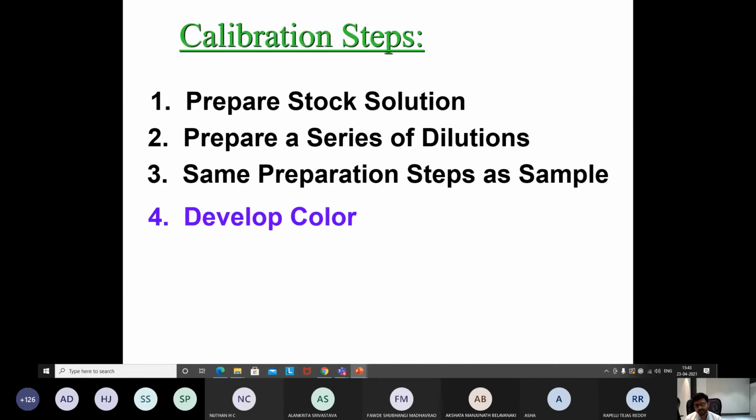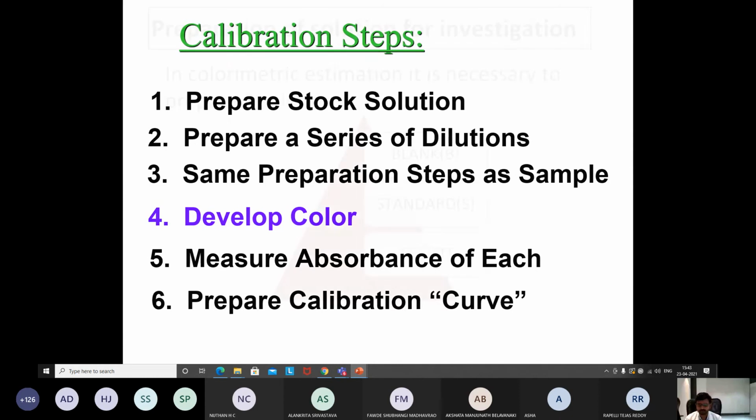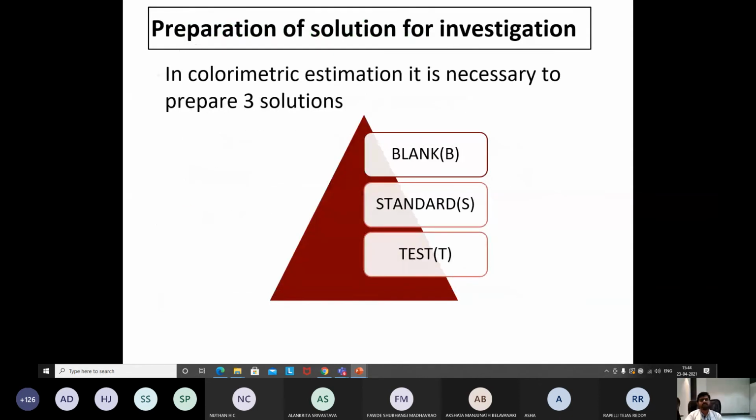I'm explaining why these factors are important to use the colorimeter. Even if your colorimeter is working fine, if you are not able to calibrate it properly, then you may not get reproducible results. Whatever chemical reaction is happening, it should be able to develop a kind of color, and we have to measure that absorbance and prepare the calibration curve. So here I am going to explain how we usually measure any kind of substance in the biochemistry laboratory. I am going to take an example like glucose estimation.